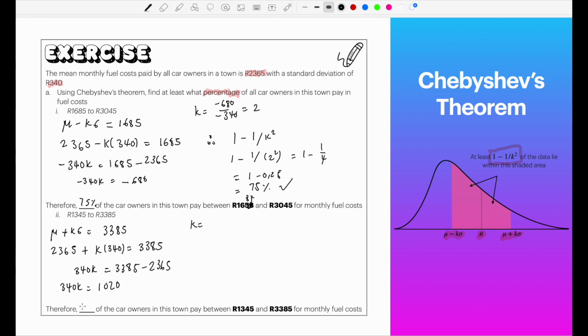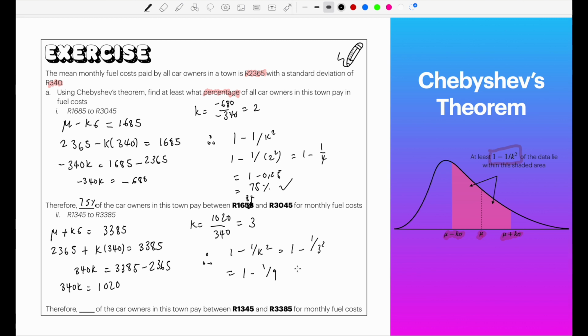Right, now let's find the k value. Your k value will equal, so we divide both sides by 340, and 1,020 divided by 340 will give you a k value of 3. So there we go. This interval is basically 3 standard deviations away from the mean. Now let's plug in this k equals 3 into our proportion equation so that we can find the proportion. So we have 1 minus 1 over k squared equals 1 minus 1 over 3 squared. That equals 1 minus 1 over 9.